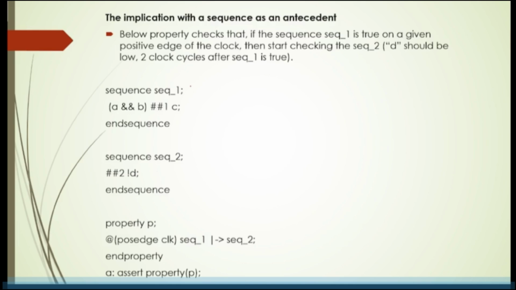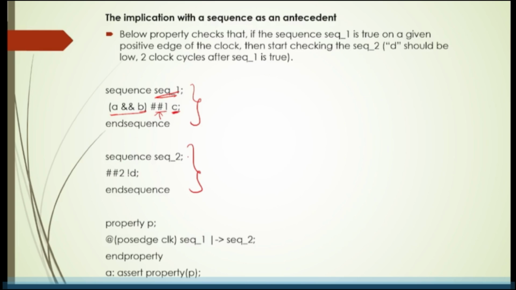Okay, for example, these are the two sequences I am writing. This is my sequence 1, where the logic is A and B ##1 C. That means after this logic happens, then after one clock cycle of delay, C should happen. The C signal should take place.